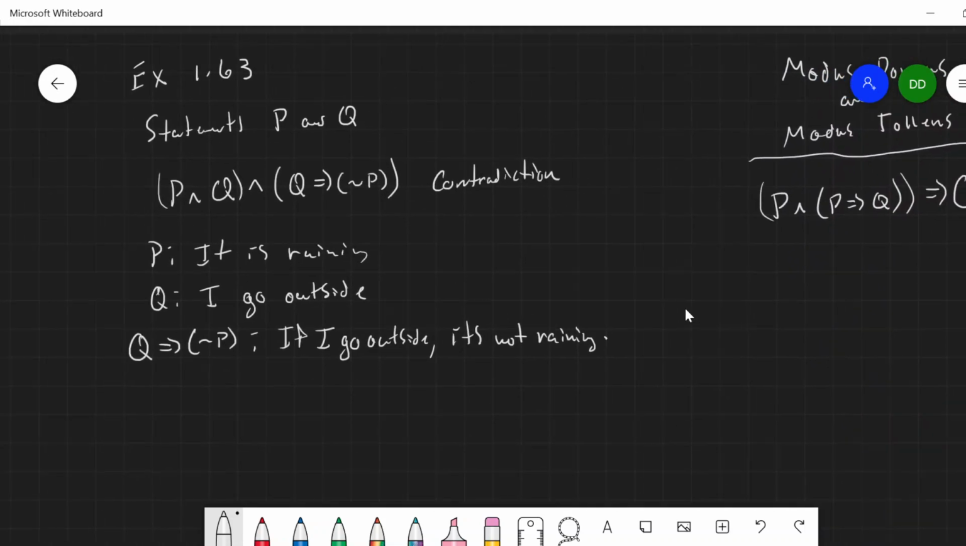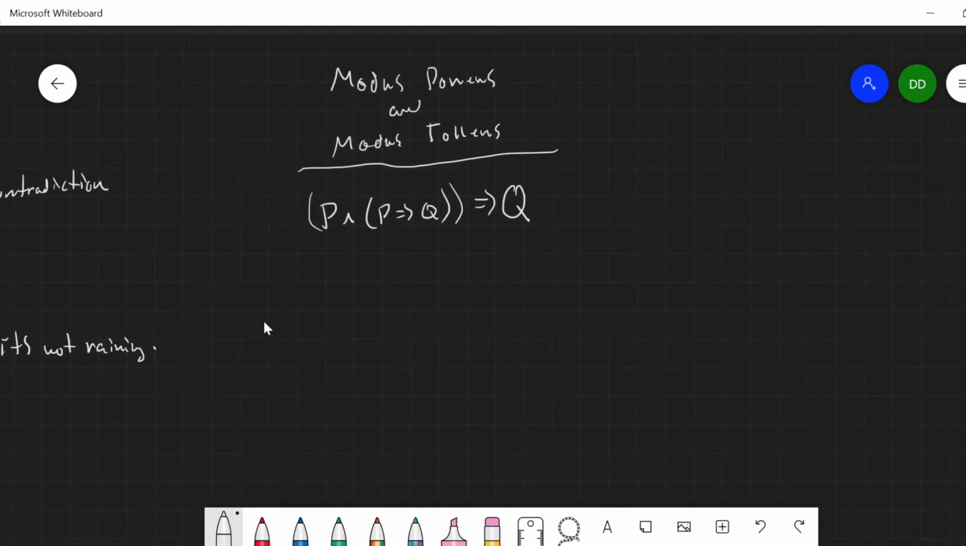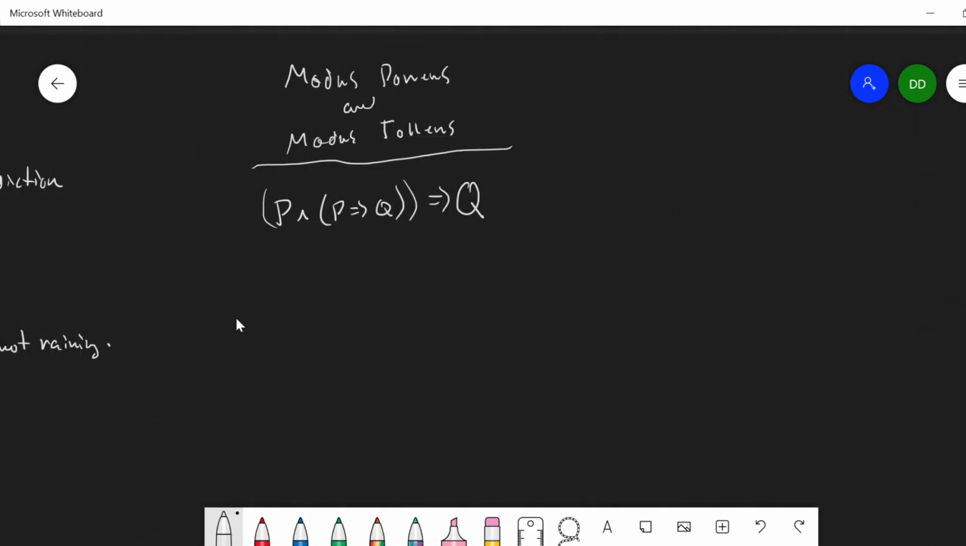And then jumping on to the next part of this are two commonly used tautologies. One way to think about a tautology is that it's like a theorem, like a law of logic that just works all the time. It's always true, and therefore we can always use it. One example of that is Modus Ponens. So this one here is Modus Ponens: P and P implies Q, that whole thing implies Q.